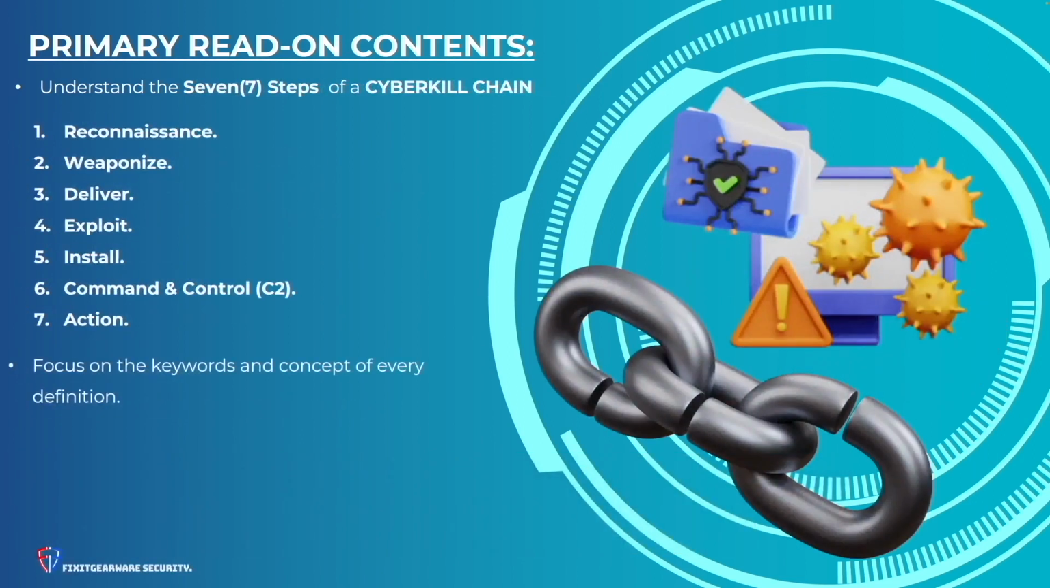You have to understand the 7 steps of a cyber kill chain, right from reconnaissance, weaponization, delivery, exploitation, installation, command and control, action. Focus on the keywords and concept of every definition. This is very important as well, especially for those who are into malware analysis and malware research, because this is how you're going to research how and the various mechanisms the threat actor used in propagating the malware on the network that was affected.